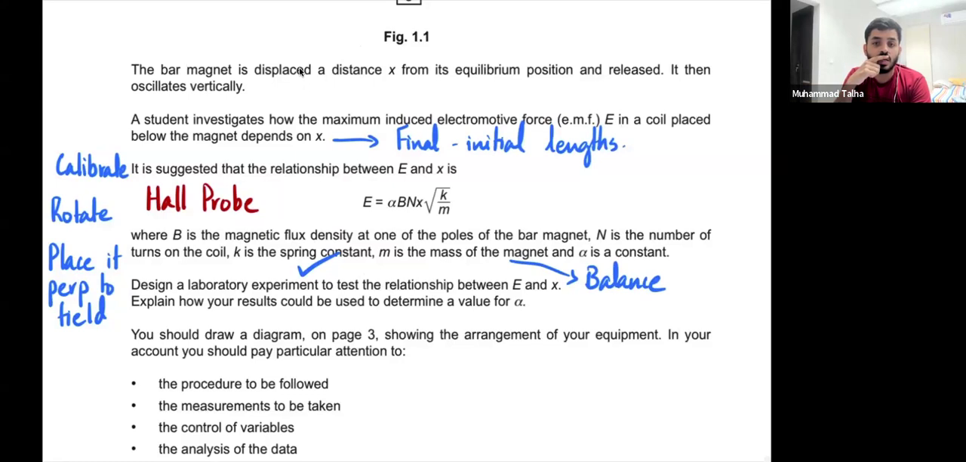Why would we use a Hall probe? Because that's what we use to measure magnetic flux densities, basically magnetic field strengths. We always measure using Hall probes. We use a signal generator or an AC supply in cases where we want to supply not a constant voltage, where we want to supply, for example, an alternating current, right? So there we would use a signal generator. All right, so this is measuring.